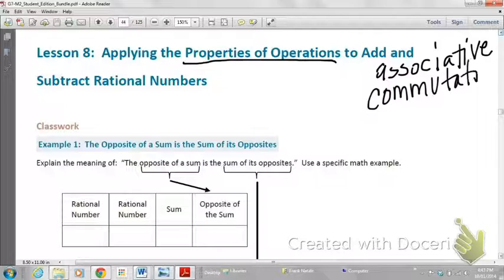and those I think will be the ones we'll be using. There are others, but in this lesson we will be applying the associative property and the commutative property, both of addition. Okay. So anyway, welcome to this lesson.